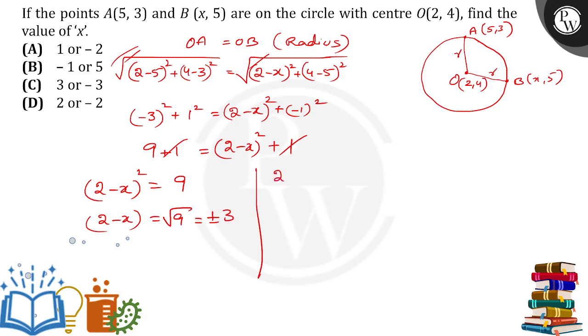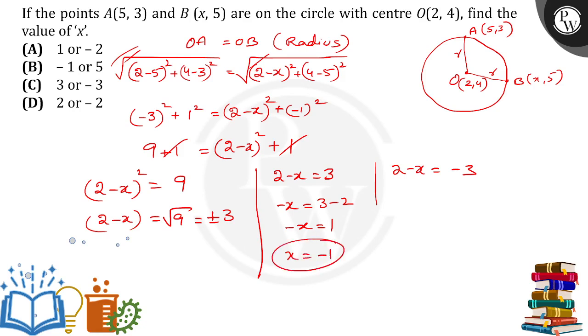Okay. If 2 minus x is equal to 3, and 2 minus x is equal to minus 3. Right? What will happen? Minus x equal to 3 minus 2. So minus x equal to 1. So x is equal to minus 1. Right? The same way, minus x equal to minus 3 minus 2. x is equal to 5.